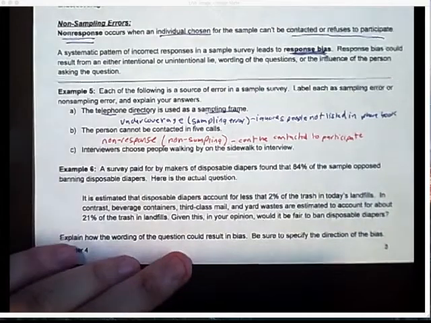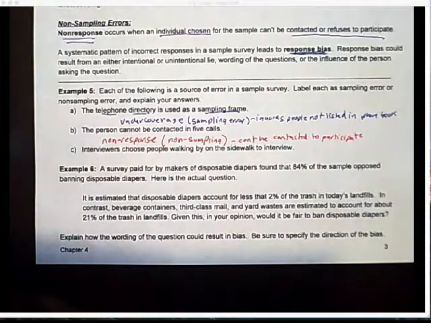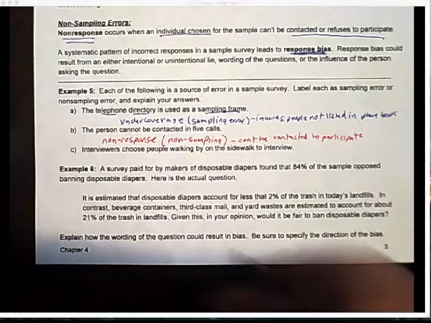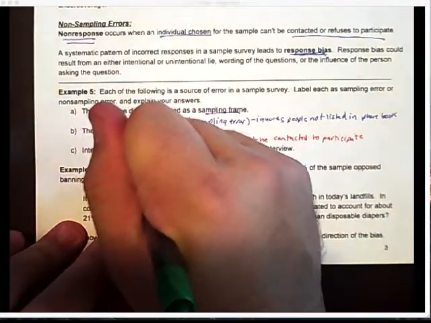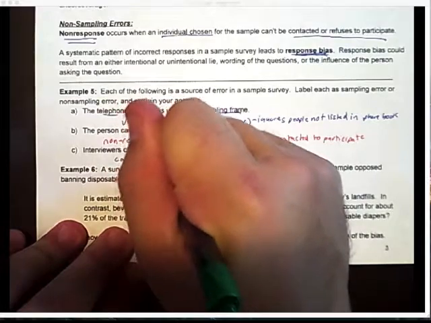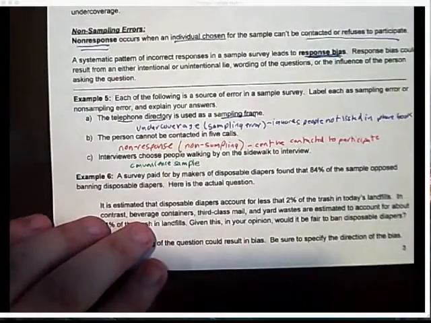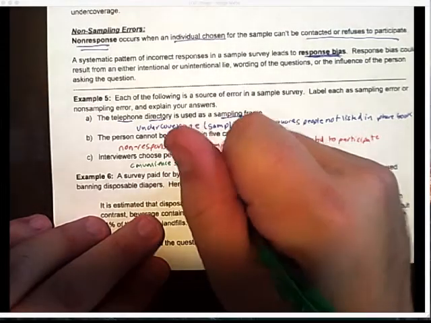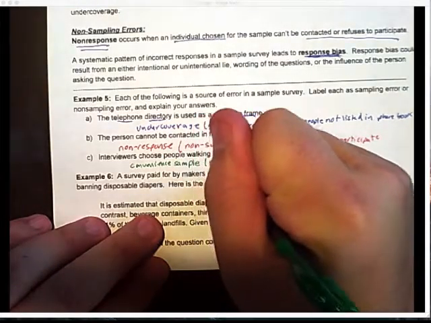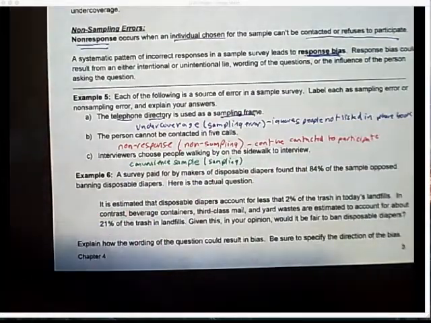All right, and the last one, it says interviewers choose people walking by on the sidewalk to interview. Okay, so this is more of a convenience sample. Okay, that's a convenience sample. All right, so it would be a sampling type of error. Okay, you're making the choice who to interview, walking by on the sidewalk.